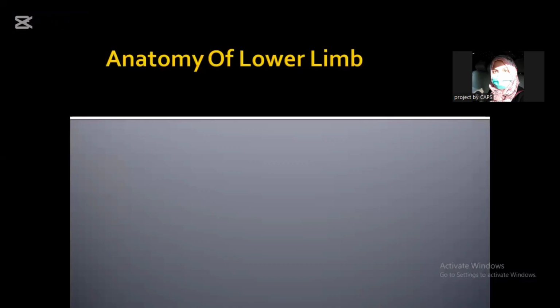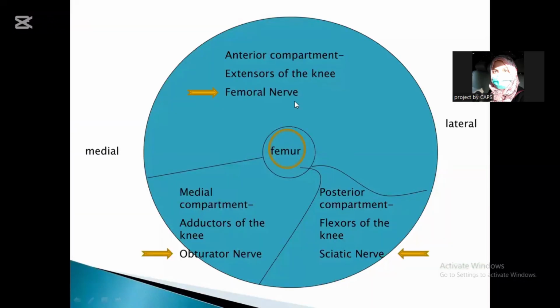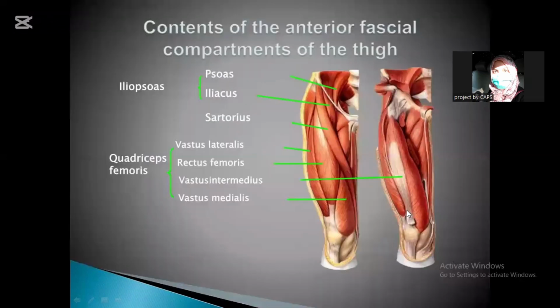Now, starting the anatomy of the lower limb before going to the sonoanatomy. There are three compartments of the thigh: anterior, posterior, and medial. The anterior compartment is of extensors of the knee. The posterior compartment is the flexors of the knee, and the medial compartment is the adductors. As the names show here, the femoral nerve is the main nerve of the anterior compartment of the thigh, the sciatic nerve is the main nerve of the posterior compartment, and the obturator nerve is the main nerve for the medial compartment of the thigh.